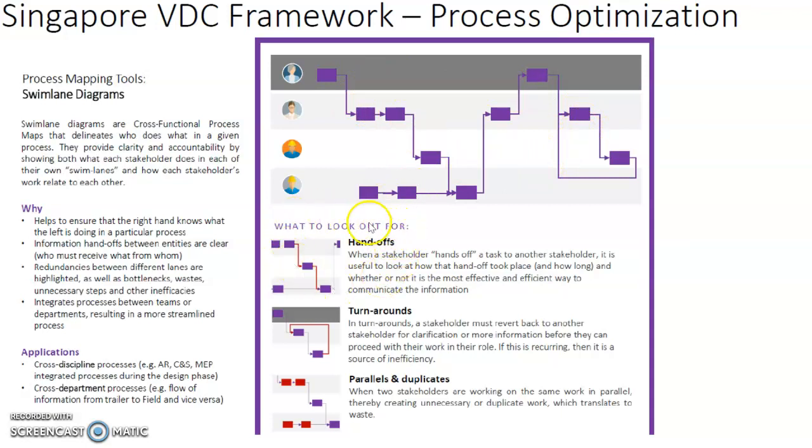One of the things to look out for will be handoff. When a stakeholder hands off a task to another stakeholder, it is useful to look at how that handoff took place, especially how long, and whether or not it is the most effective and efficient way to communicate the information. We also look at possible turnarounds. In a turnaround, the stakeholder must revert back to another stakeholder for clarification or more information before they can proceed with the work in their role. If this is recurring, then it becomes a source of inefficiency.